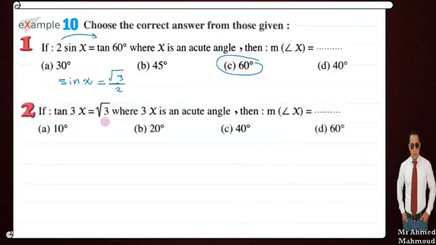The next one. Tan 3x equals root 3, where 3x is an acute angle. Then the measure of angle x equals what? First, which angle has its tan equal to root 3? It's 30 degrees. Then 3x equals 30. If you don't remember, press shift tan root 3. Then I will send 3 there by divide because he asked me about x, not 3x. So x equals 30 divided by 3, then x equals 10.